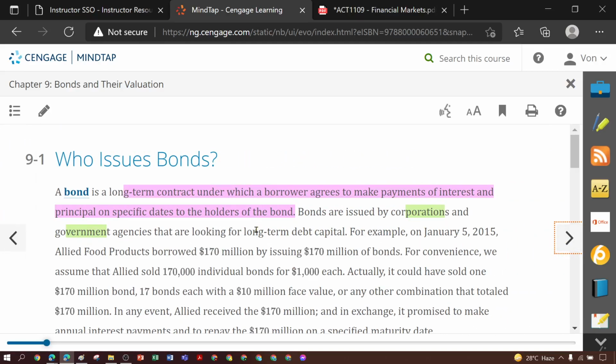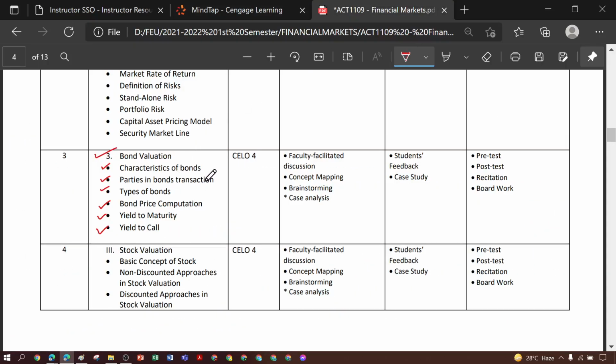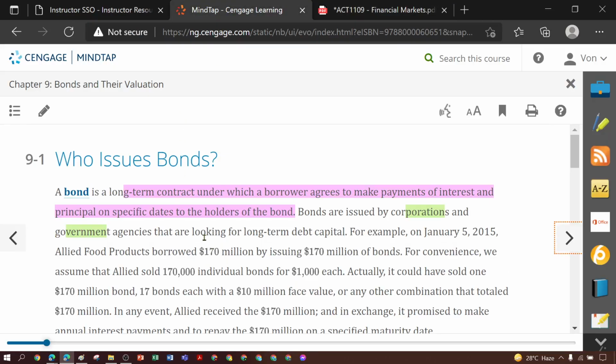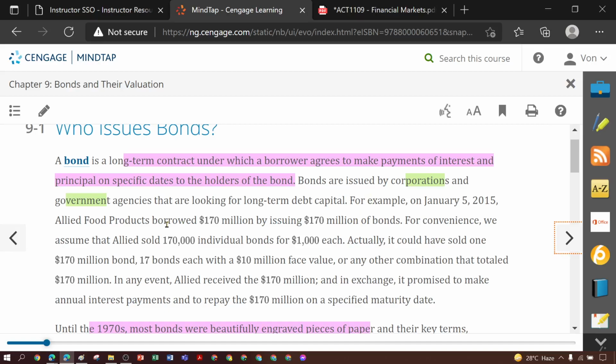Okay, start natin dito. Who issues bonds? So, parang part siya nito, no? Parties in bonds transaction. So, sino ba nag-i-issue ng bonds? Basahin muna natin ano bang ibig sabihin ng bond. A bond is a long-term contract under which a borrower agrees to make payments of interest and principal on specific dates to the holders of the bond. Bonds are issued by corporations and government agencies that are looking for long-term debt capital. Okay, so sino daw nag-i-issue ng bonds? Corporations and government agencies. So, yun yung isang party, no, sa bond transactions.